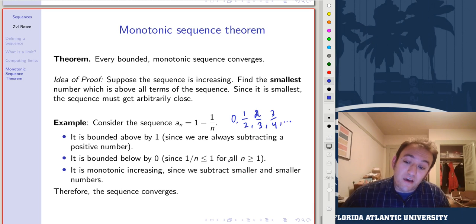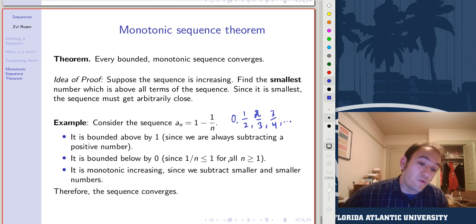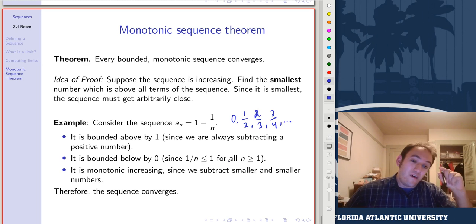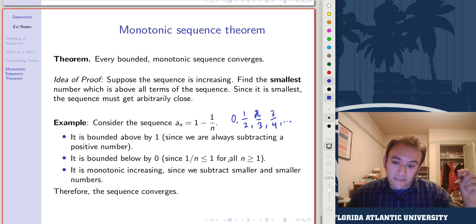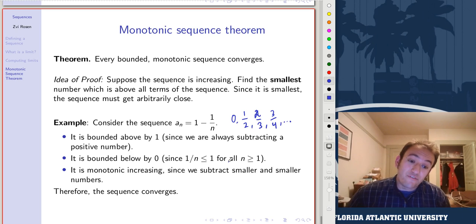We also know that it's monotonic increasing, since we subtract smaller and smaller numbers. 1 minus 1/2 is less than 1 minus 1/3, which is less than 1 minus 1/4, etc. You're always getting bigger because the numbers you subtract from 1 are always getting smaller. So putting together the facts that the sequence is bounded and monotonic increasing tells us that the sequence converges.